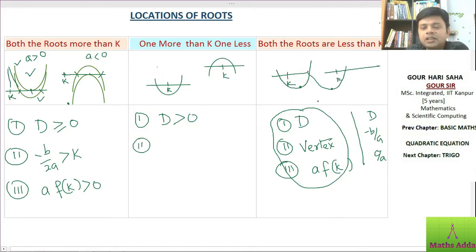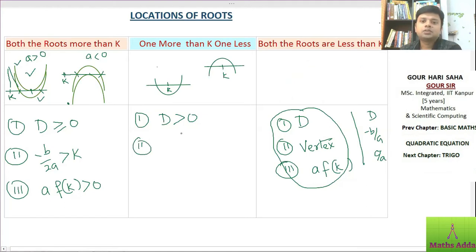Vertex is left hand side of k, right? Got it? So this means vertex can be any side of k, so it is again inconclusive, right? So we cannot say anything about vertex. So second is no condition.